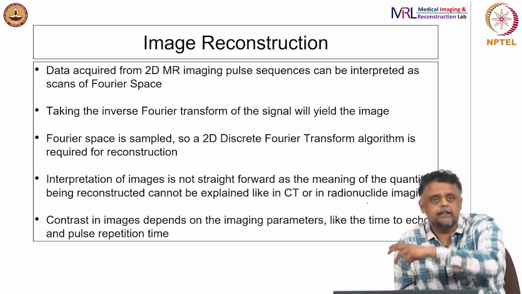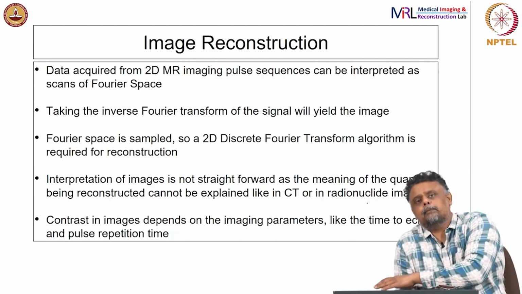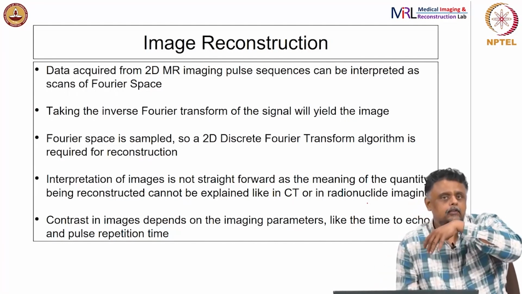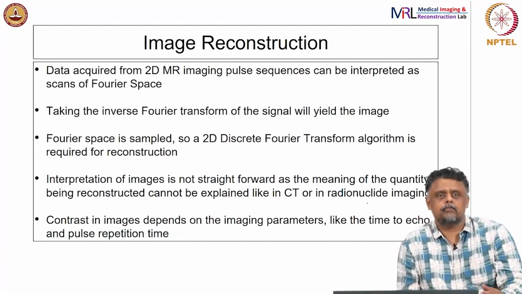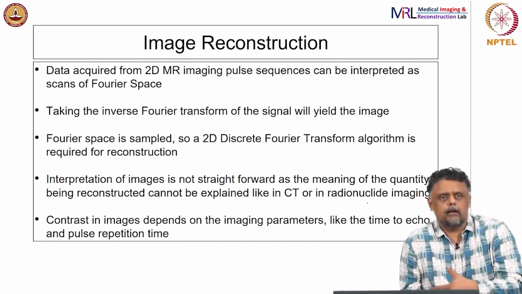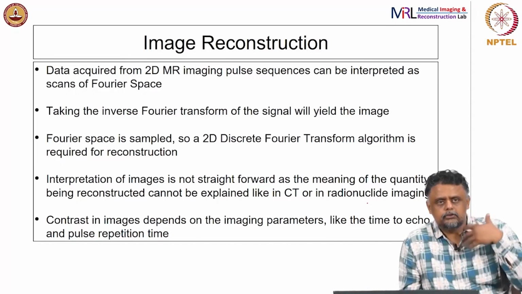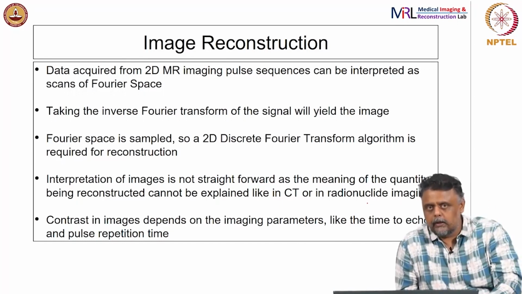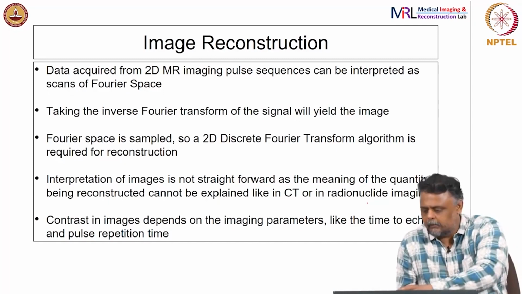Okay. And those are also the quantities that give rise to contrast in these images, like for instance, some tissue appear bright, some tissue appear not so bright or darker, and those depend on how you tweak these time to echo and pulse repetition times.